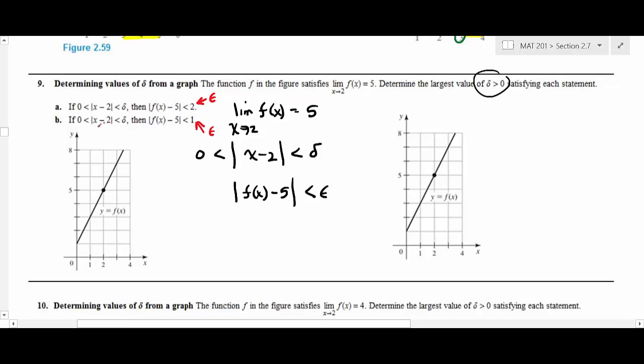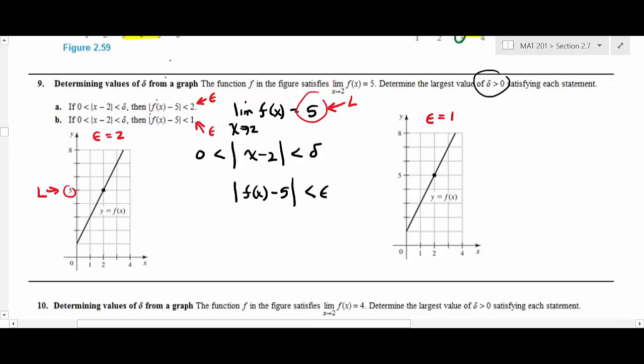The first thing we're going to do is look at epsilon equals 2, and then in the second situation, epsilon equals 1, and see if we can find the largest value of delta that will satisfy that condition. So we're going to do a very similar thing to the last problem. The value of this limit is 5. That's what L is, the value of the limit.